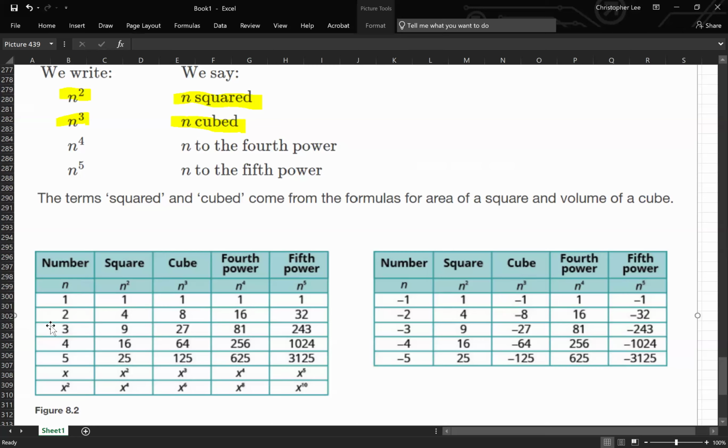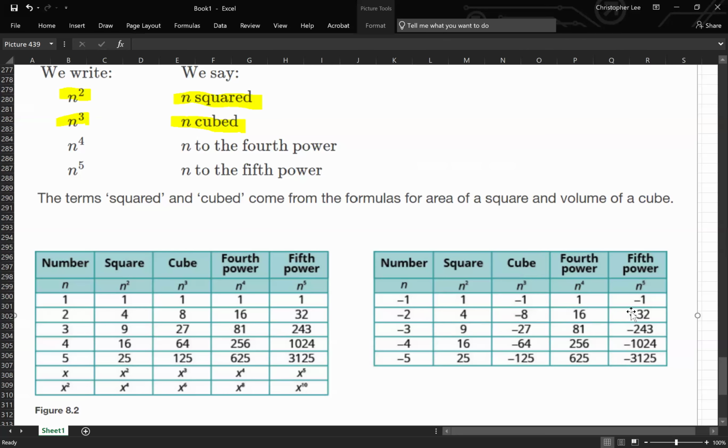Now it gets more interesting. Let's say that n was two, then you know that two to the second power is four, two to the third power is eight, two to the fourth power is 16, two to the fifth power is 32, so on and so forth, right? Here's a chart of your perfect powers, right? And then we also have a negative chart, right? So let's say I had negative two, right? Negative two squared will give me four, but negative two cubed will give me negative eight. Negative two to the fourth power is positive 16. Negative two to the fifth power is negative 32.